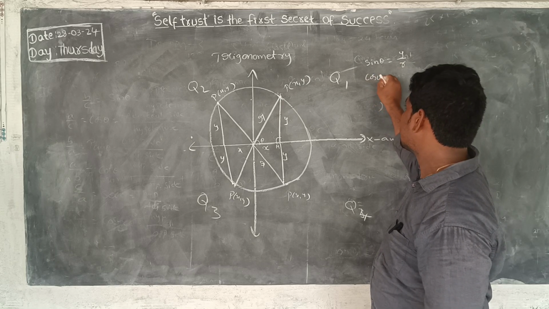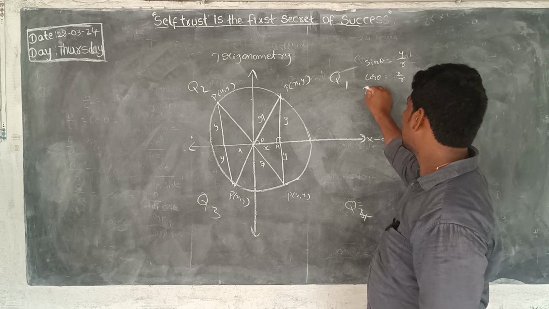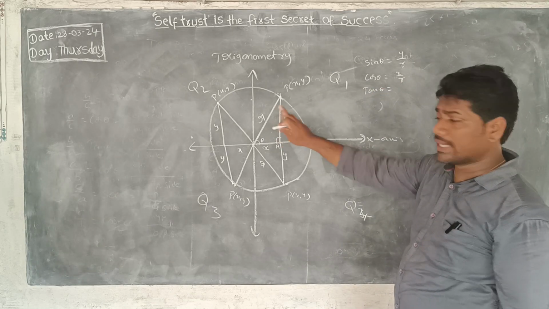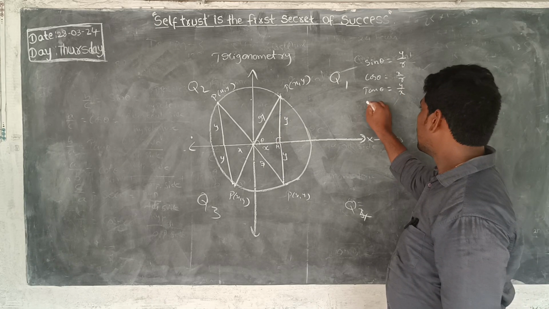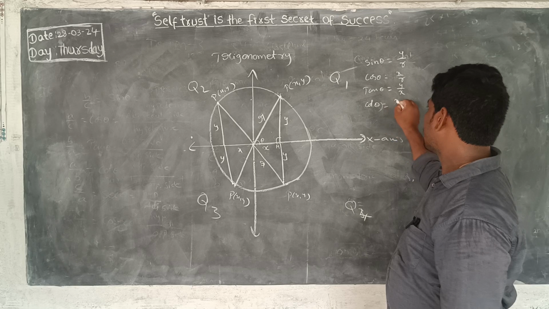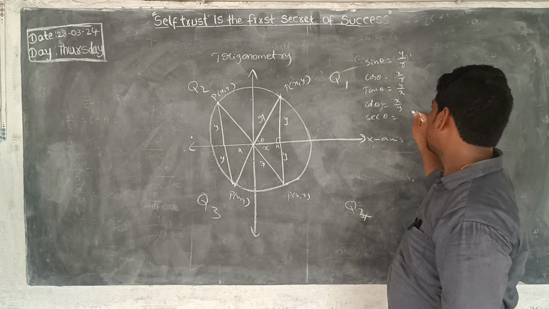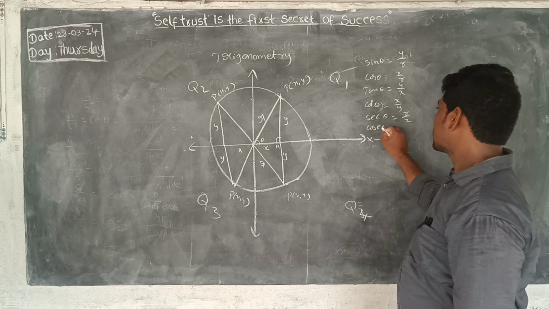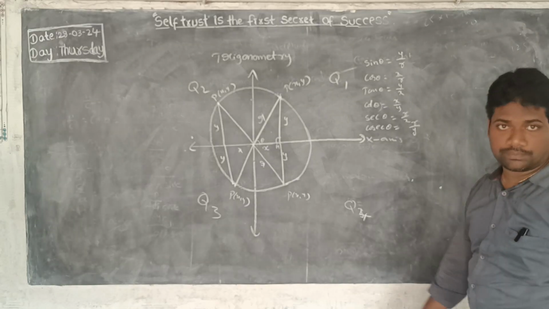And cos theta is equal to X by R. Tan theta is equal to Y by X, and cot theta is equal to X by Y. Secant theta is equal to R by X. Cosec theta is equal to R by Y.